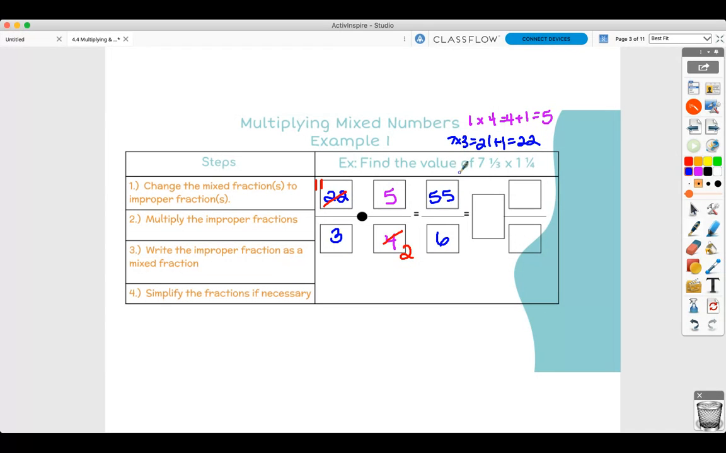And because the number started off as mixed numbers, you want to now change it back to a mixed number. So the best way to do that is long division. So 55 divided by 6. Remember, the numerator goes underneath the division bar. So 6 goes into 55 9 times. 9 times 6 is 54. Remainder 1. So your 9 is your whole number. Whole number. Okay, so it comes out here.